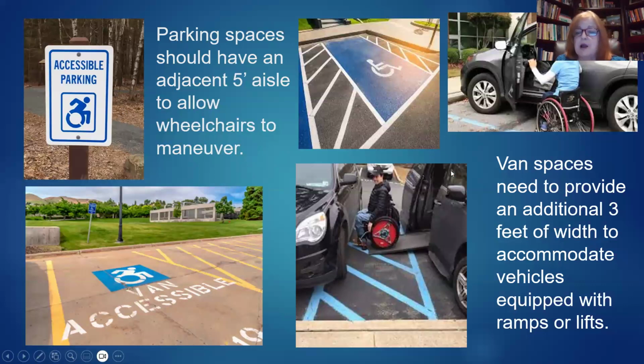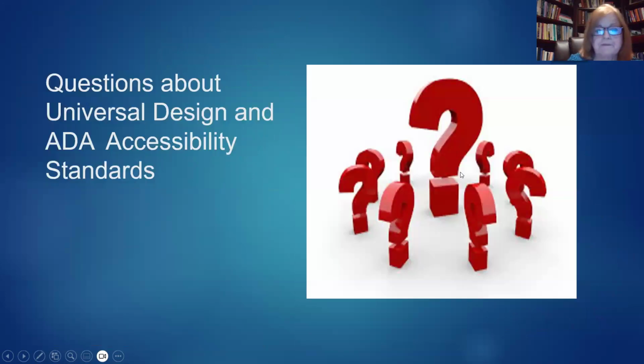So it's quite nice. But you need the van spaces and you need the space to be able to enter your car. The 8 feet is what's needed. So 5 plus 3 is 8 feet next to a van, which is the requirement. All right, that's my brief summary, some key points.